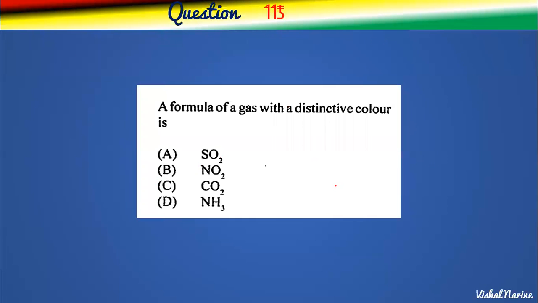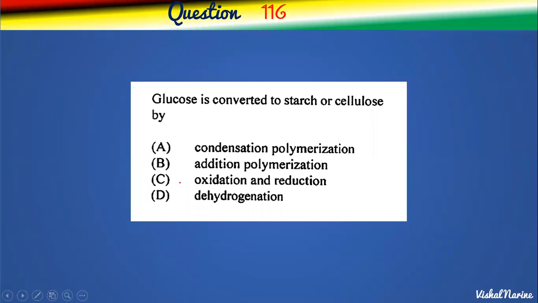All right, so we go to 150. Sorry, the formula of a gas with a distinctive color is? And that is B. We've worked a few questions like this already. I'm not sure if this was the exact question, but B, with nitrogen dioxide being red brown. Question 116.